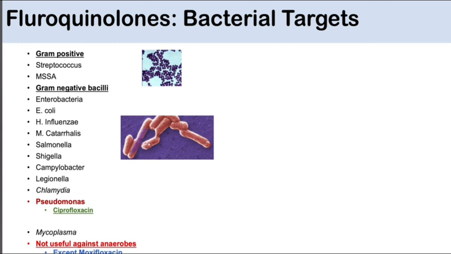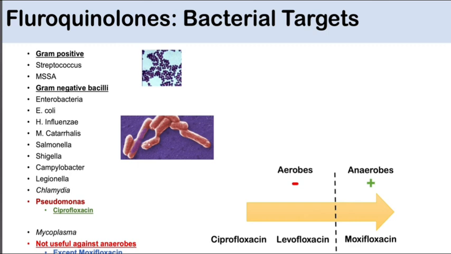So the fluoroquinolones all have different spectrums of activity depending on their generation. The earlier generations of fluoroquinolones, like the second generation ciprofloxacin and the third generation levofloxacin, have good activity against gram-negatives, and they have good activity against aerobes. And as we move along to later generations, including the fourth generation fluoroquinolone moxifloxacin, there is additional activity against gram-positive bacteria and anaerobes.